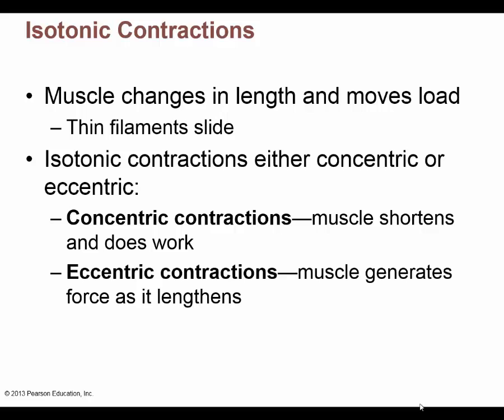Now, a little bit more about isotonic contractions. Based on its name, what does it mean? Same tension, so does it change length? Yes, it changes length, because it's always the opposite. So same tension, length changes. A muscle changes in length to move some type of load, whether it's a book, a car, whatever. My thin filaments, my actin, are going to be sliding past each other because my muscle length is going to change. Now, there are 2 types of isotonic contractions.